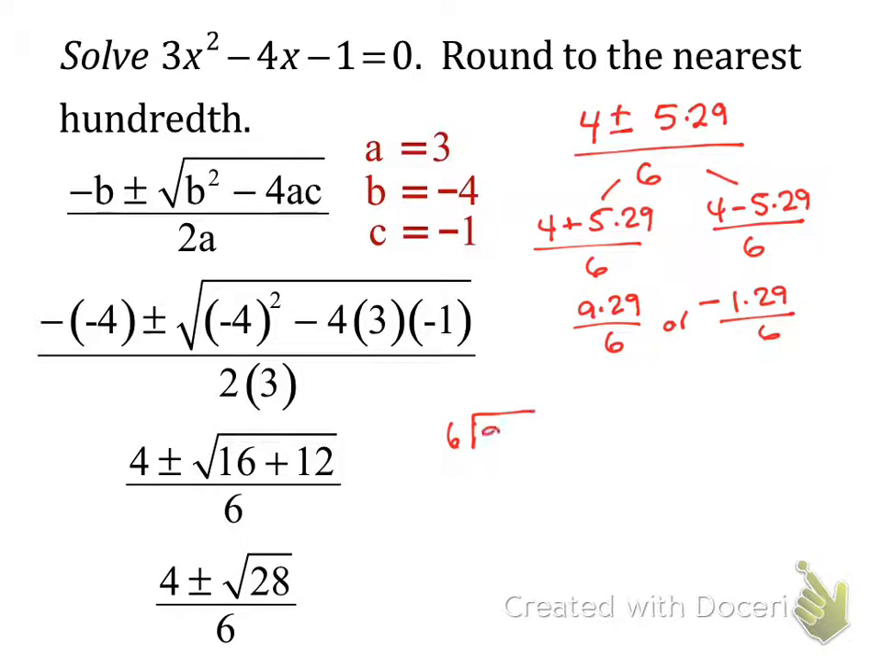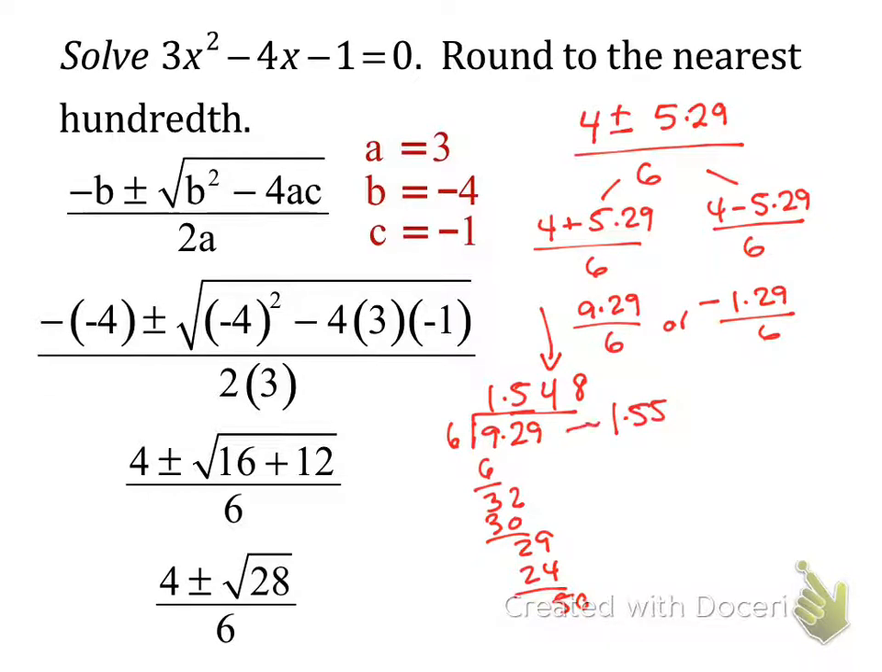So now we're doing division, 6 into 9.29. So 6 goes once. I have a remainder of 3, bring down the 2. It goes 5 times. I have a remainder of 2, bring down the 9. It goes 4 times, it's 24. I have a remainder of 5. I bring it down, my next one would be 8. They want me to round to the nearest hundredth. So what would it be? 1.55, it's about 1.55. And then the next one, 6 into 1.29.